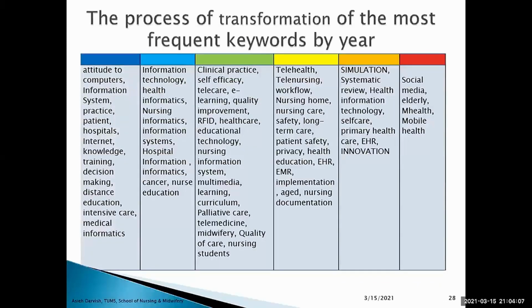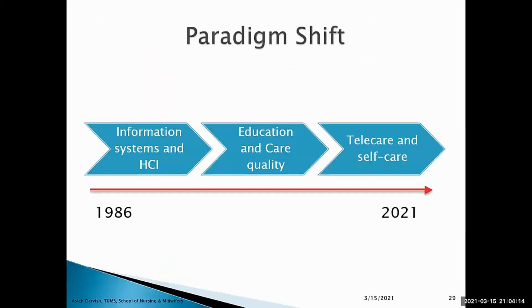So I put them in the columns. And by this, we can say that in the past years, for example, from 1986, in the articles published, nursing informatics focused on information systems and human-computer interaction. And it moved in the next years to education and care quality. And for these 10 recent years, it has moved to telecare and self-care. And it's so beautiful. I remember in the first session, Dr. Azadi talked about how nursing informatics was focused on technology and now has evolved to focus on information. And here also we can see something like that.